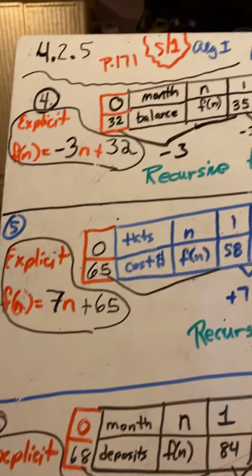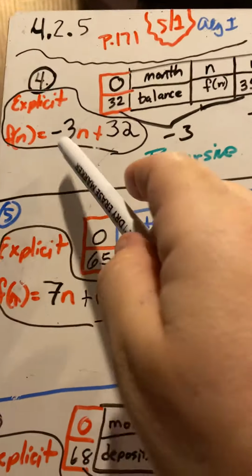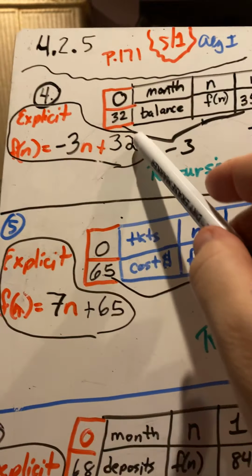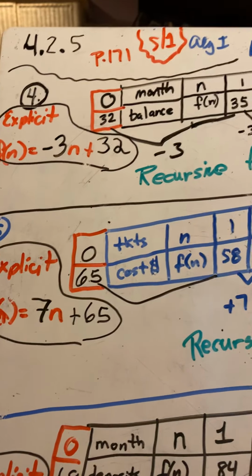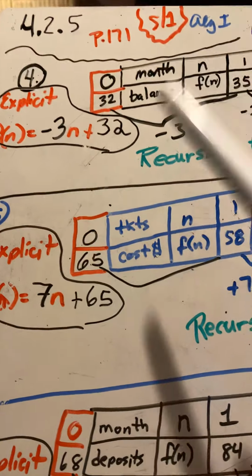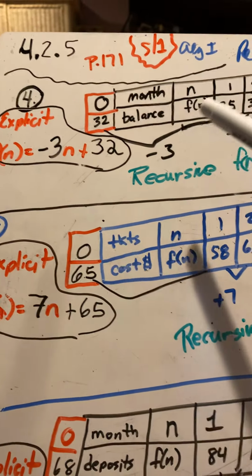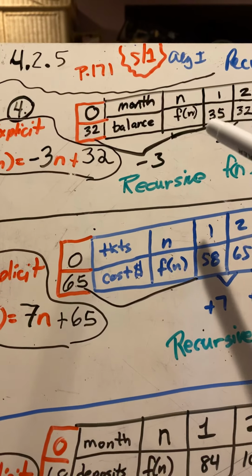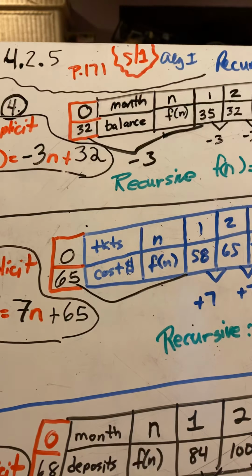Okay, the explicit formula is this. We need the slope, which is the minus 3. And we also need the y-intercept, which is our zero term. Now we know this doesn't make sense to have a zero term. It's in theory only, but that is how we're going to get the y-intercept. The y-intercept occurs when x is 0. So from 35, if we go to the right, we're subtracting 3. If I go to the left, I'm adding 3.